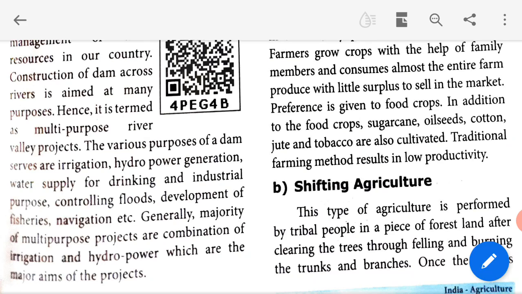Generally, the majority of multi-purpose projects are a combination of irrigation and hydropower. So mostly if you see dams in India, they are used for both types. One is for irrigation as well as for hydropower, which are the major aims of the projects.